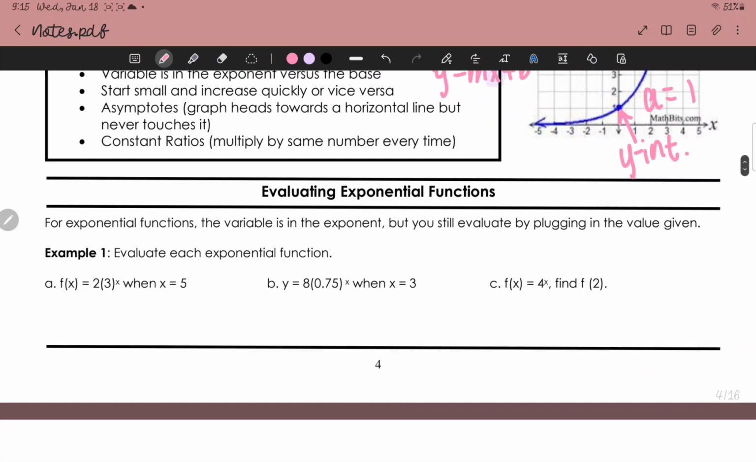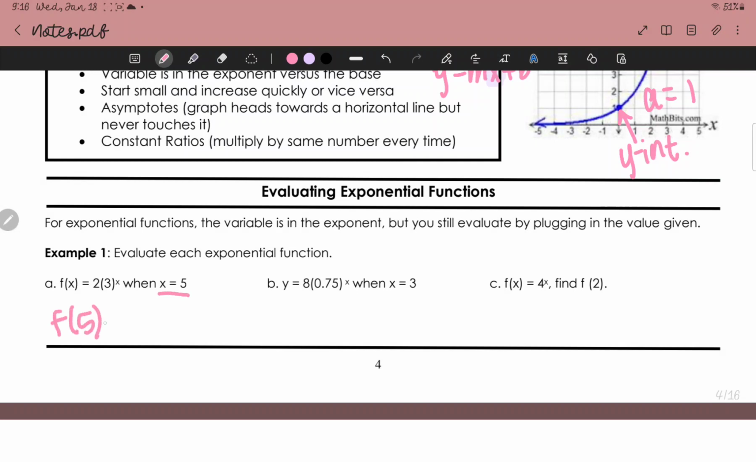You need to know how to evaluate exponential functions. So for exponential functions, the variable is in the exponent, but you still evaluate by plugging in that value given. So I will do A and C with you, and you do B. For A, it says f of x equals 2 times 3 to the x, where x is 5. This means wherever I see x, I'm going to put a 5 in its place.